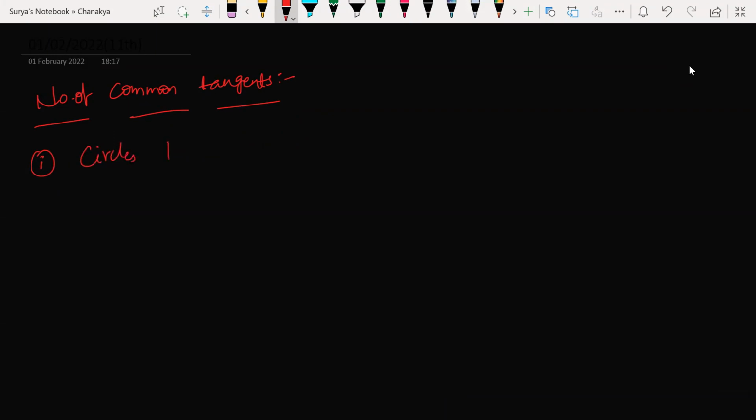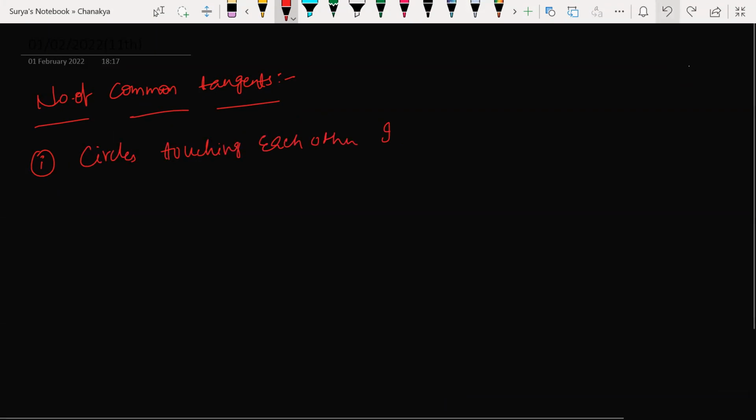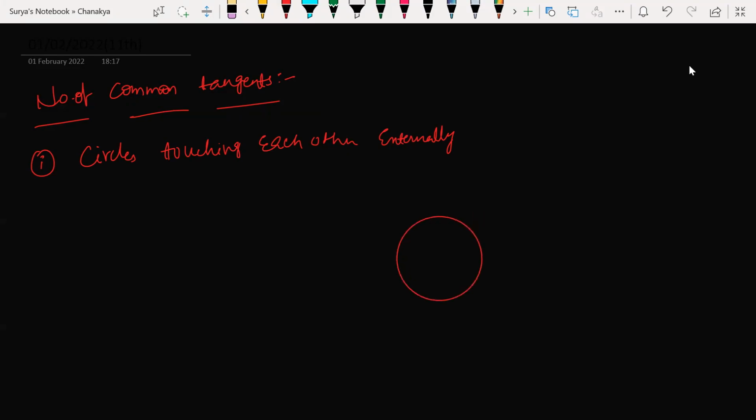Circles touching each other externally. See, when two circles are touching each other externally, how many common tangents can we draw? Let us have a look at the diagram so that we can understand it clearly. This is one circle, and let us take one more circle.